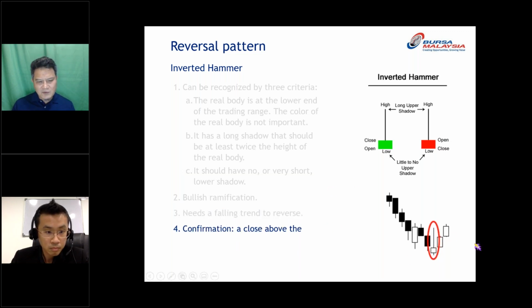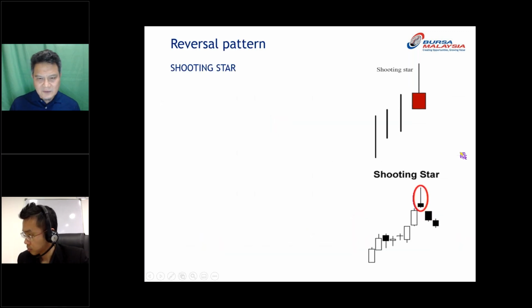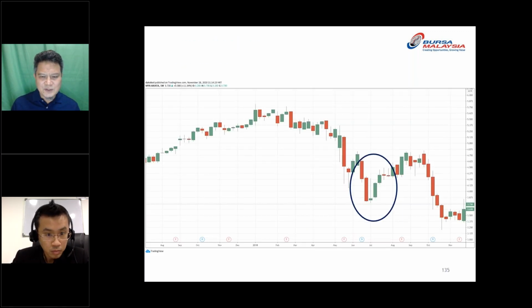Confirmation is above. It depends. Sometimes you need a confirmation, sometimes you don't. As you can see here, the price is going down, and then there is this inverted hammer, and the price goes up.